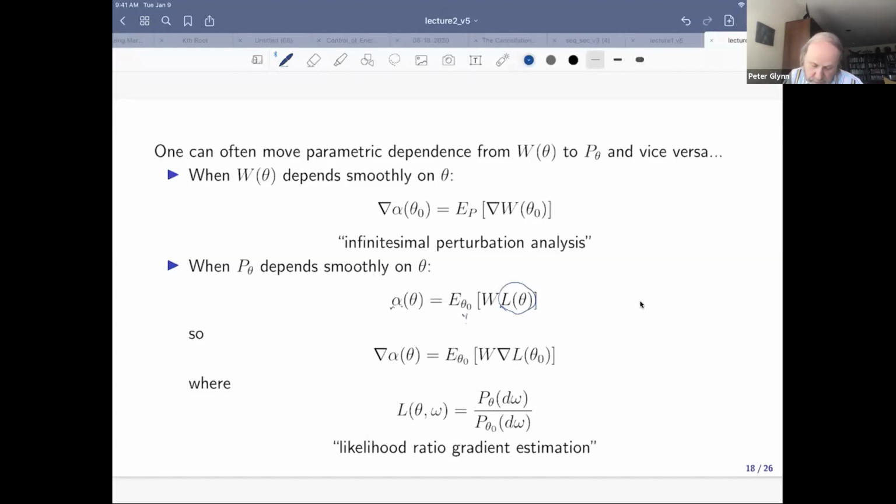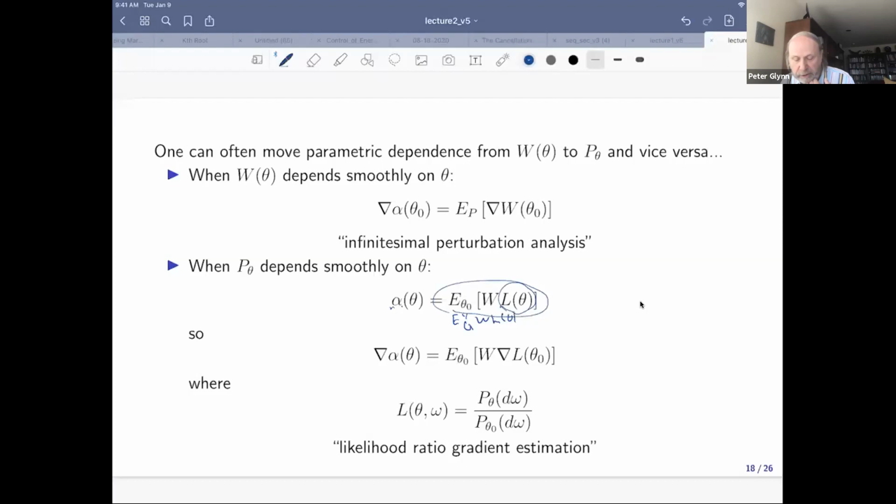This would be like the expected value under Q that we were looking at earlier in the importance sampling context, times W times the likelihood ratio. Now, of course, the likelihood ratio depends on the parameter theta. That's how we end up with this representation. Now, again, you can just interchange, or hopefully just interchange, the gradient and the expected value.